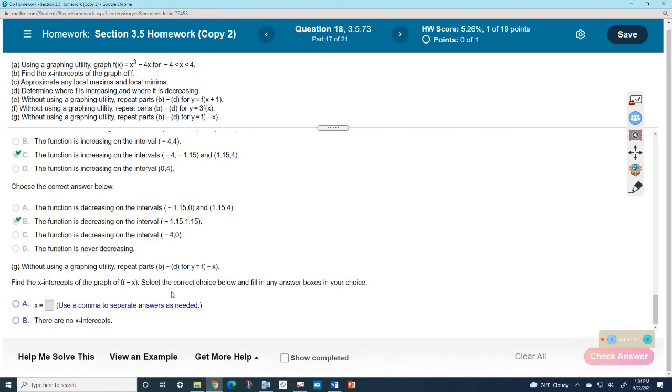This is a long problem. 12 at once? That's why I want to do it together.